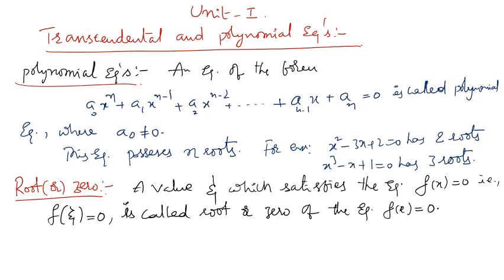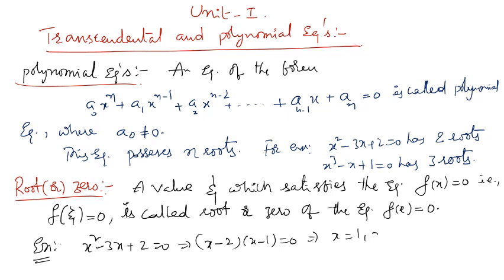Now, example, x square minus 3x plus 2 equal to 0. After factorization, I get x minus 2 into x minus 1 equal to 0. That implies x equal to 1 comma 2 are the roots. A simple explanation. Next one, the multiple root.